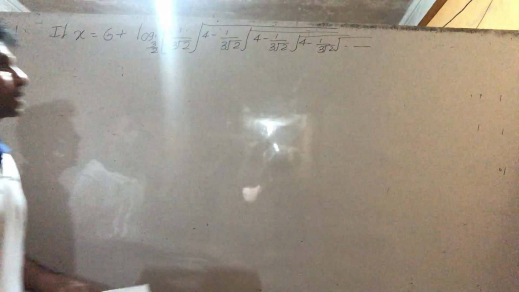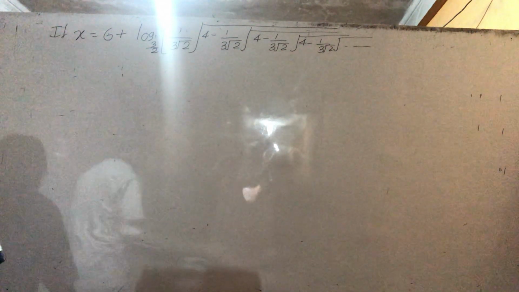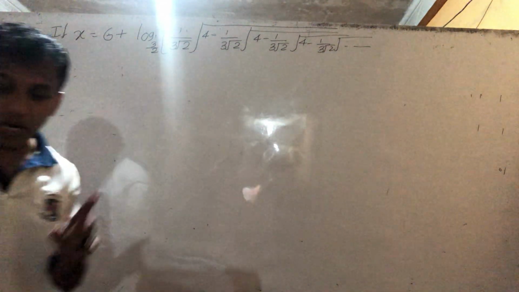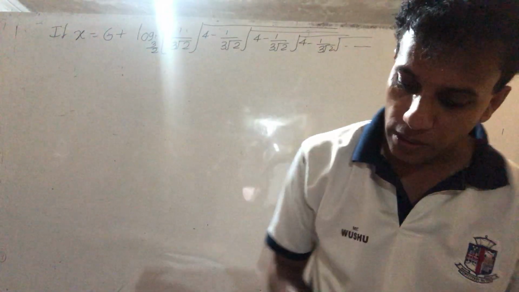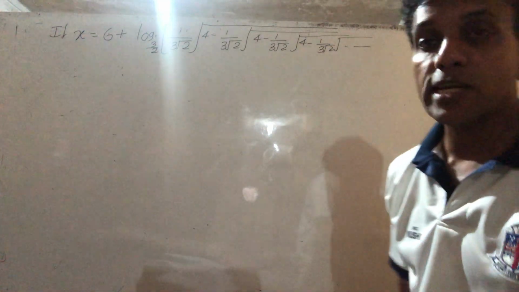Okay, it's continuous like this. 4 minus 3 over root 2. Let's continue. The question says without using the logarithm table, show that x equals 4.